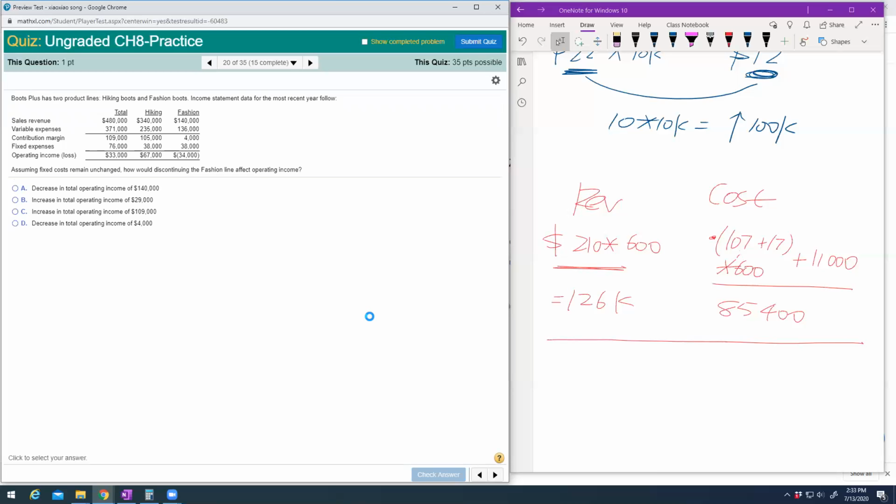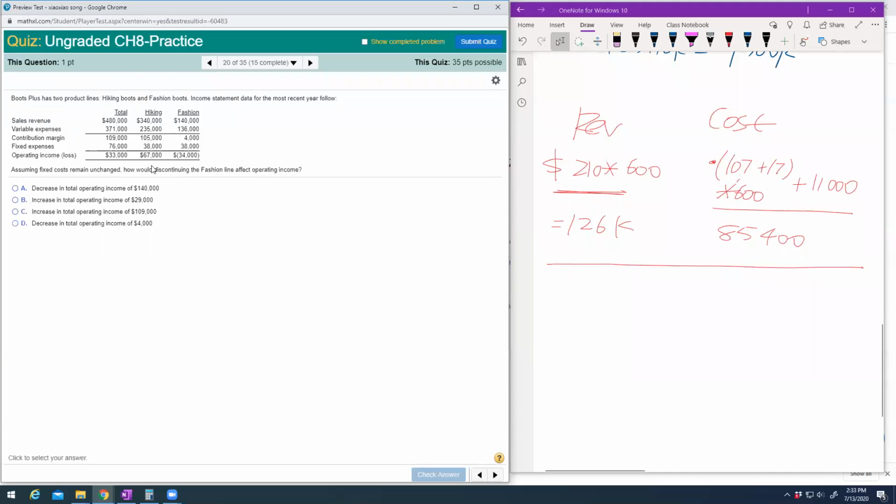Okay, so let's look at some numbers. Today's situation asks you to assume fixed cost remains unchanged. Our criteria is we want to see whether we will save money and whether we will lose money, right? You will avoid zero fixed cost, so you will save zero, but you will lose a contribution margin of 4,000 with fashion. That's very clear. We should not discontinue, because if we discontinue, our operating income will decrease by $4,000.